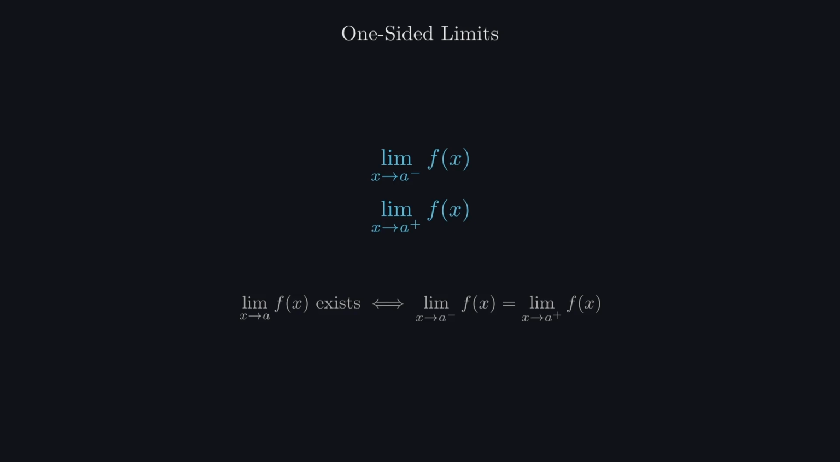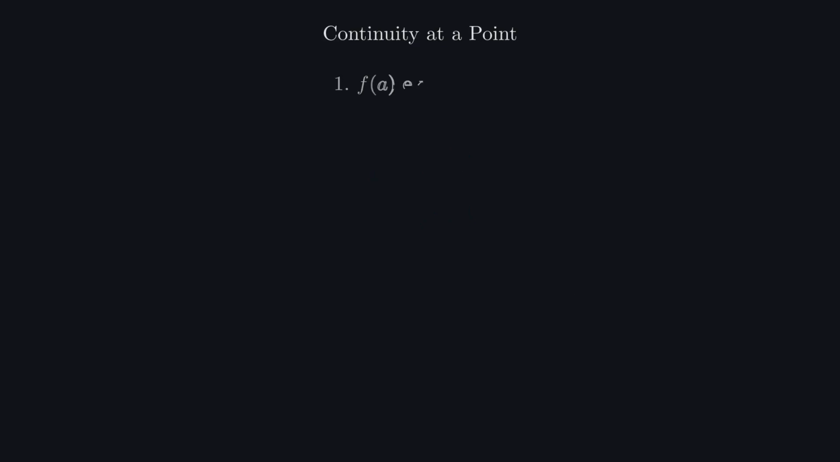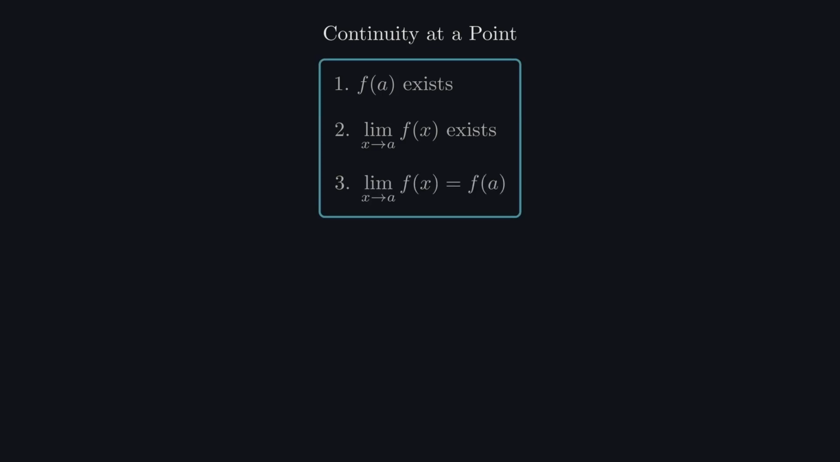A function f is continuous at x equals a if three conditions hold together. First, the function value f of a must exist. Second, the limit of f of x as x approaches a must exist. Third, the limit must equal the actual function value. If even one condition fails, then the function is not continuous at that point.